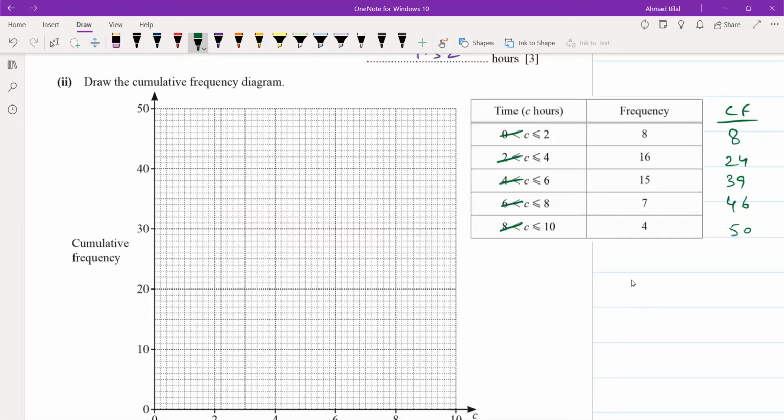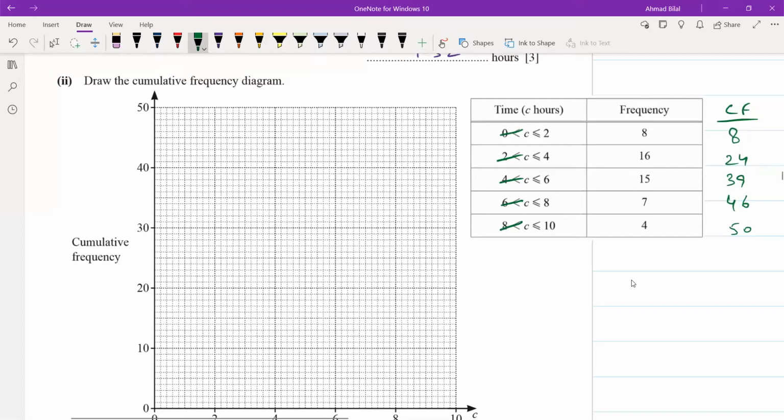2 and 8. 2 के ऊपर 8 point आ गया आपका. So 2 and 8, that's this point here. And then 4 and 24. 4 के ऊपर 24 value है. So that's right here. Then you have 6 and 39. That's here. 8 and 46. 8 के ऊपर 46 and then 10 के ऊपर 50 और 0 के ऊपर 0.